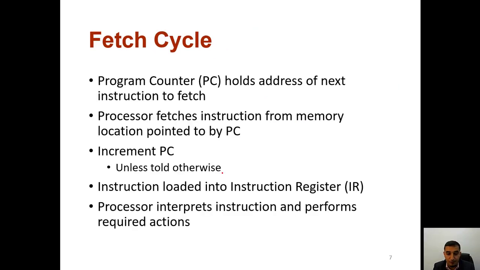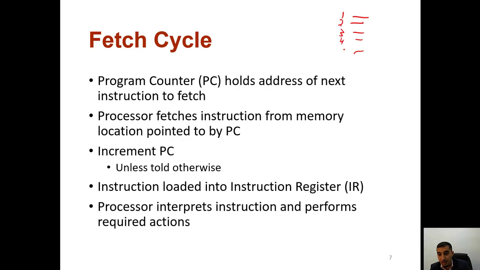Inside the fetch cycle, the program counter holds the address of the next instruction to be executed. The processor fetches the instruction from the main memory location pointed to by the program counter. Then we increment the program counter unless told otherwise. Why unless told otherwise? Usually each instruction will increment the program counter, because again the program is a sequence of instructions.